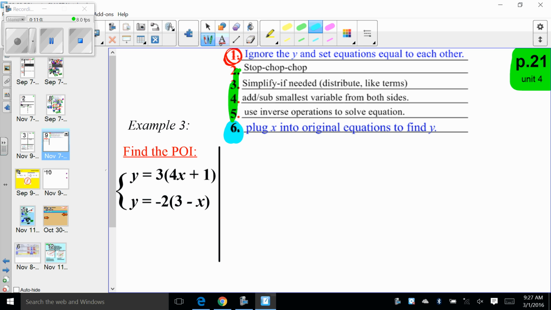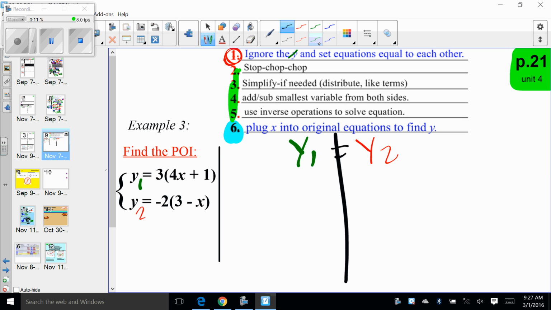So the first thing we need to do is identify the two equations. We have two equations here. We have equation number 1. We're going to set that equal to equation number 2. So we want to know, when does equation 1 equal equation 2? When we do that, we ignore the y's and we set them equal to each other. Equation 1 has this as its value, 3 multiplied by 4x plus 1.